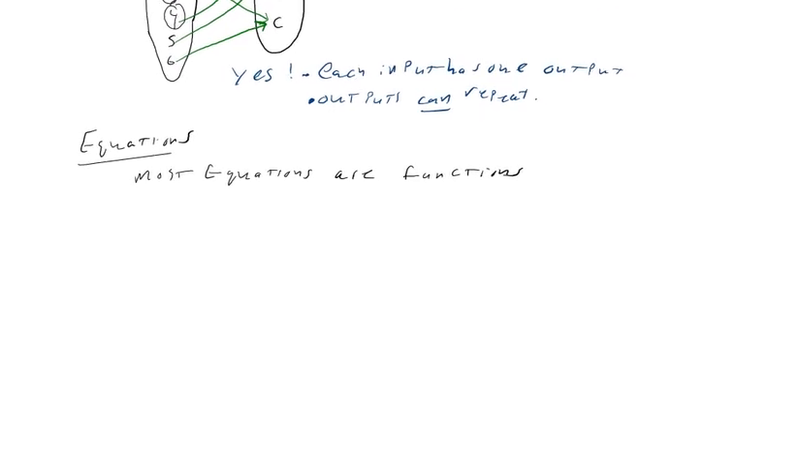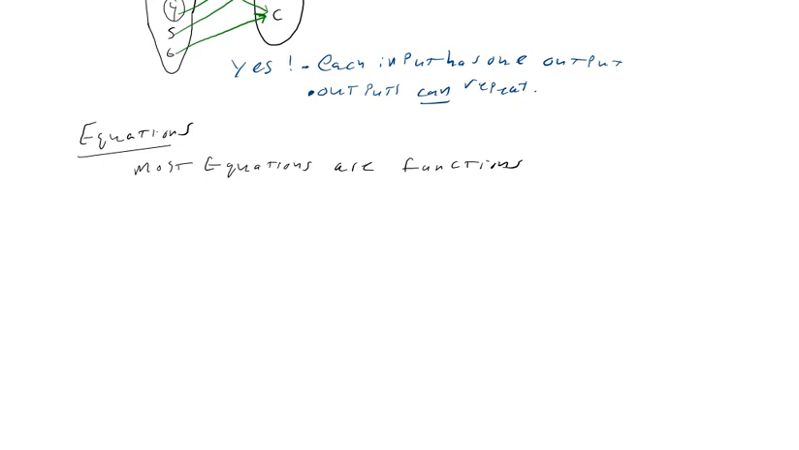Most equations are functions. We have things like y equals mx plus b, right? Like y equals 2x minus 1. The graph of this function looks something like this. These are the things that are functions. So any line, any linear equation, is going to be a function, right?